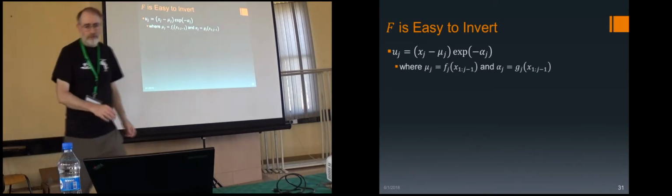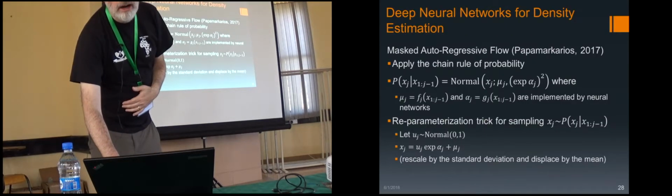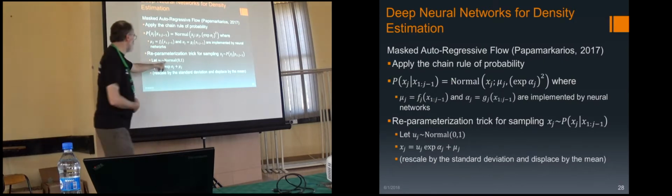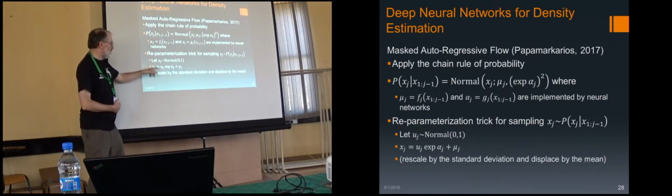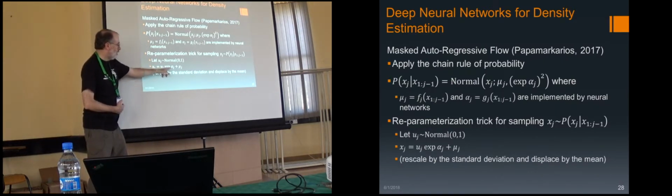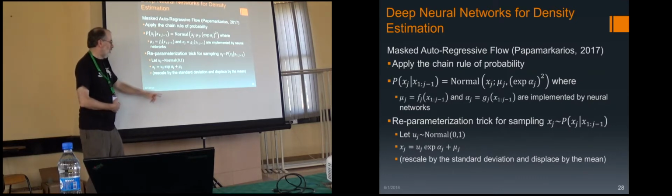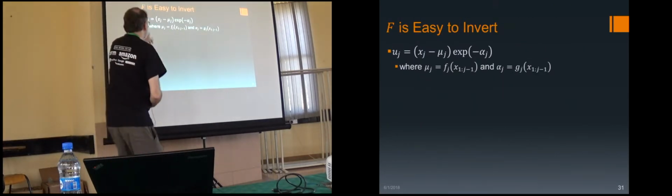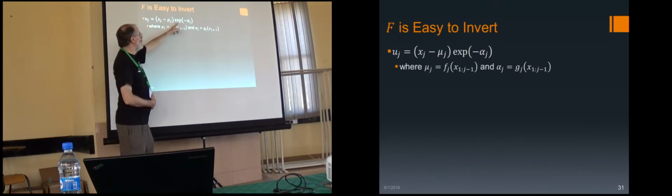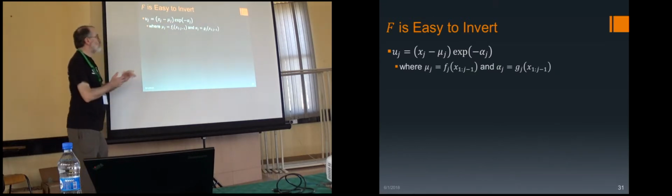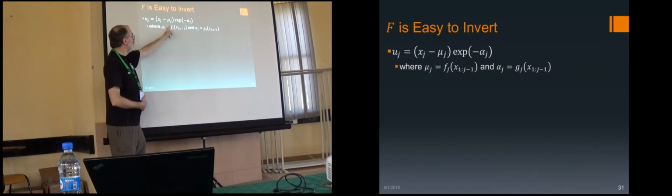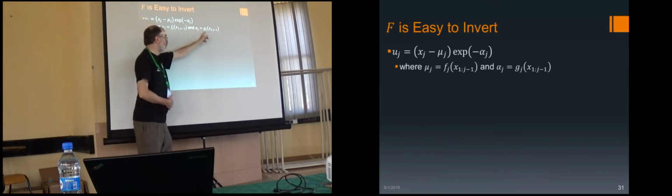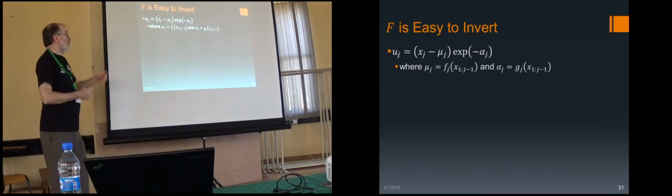So remember 3 slides ago, we reparameterized x as x_j equals u_j e to the alpha_j plus mu_j. We can just solve this for u in terms of x. And so that's the basic thing we do here. And so we can write u_j is (x_j minus mu_j) e to the minus alpha_j. And we can compute mu_j from our neural network f_j, and we can compute alpha_j from our neural network g_j.